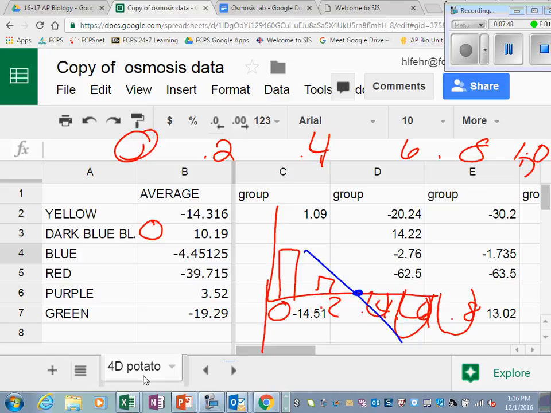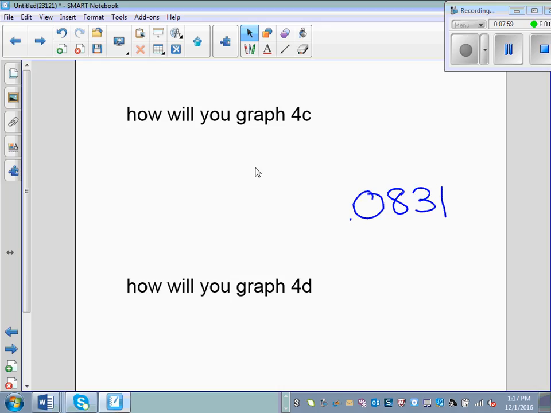So do we graph average values? Now, in the directions, you need to graph your data as compared to class average. How many graphs would you have? You still have 2 graphs, one for 4C, one for 4D. You're going to have a double bar graph, except only for the 2 that we tested. The 2 solutions. Correct.